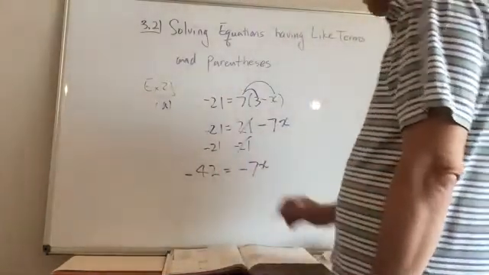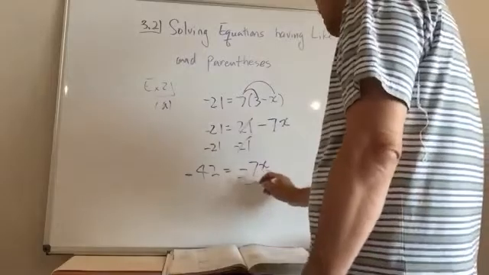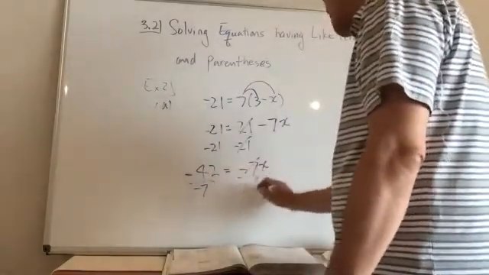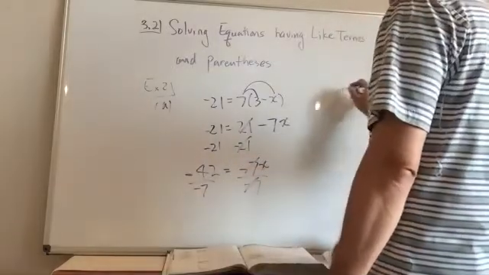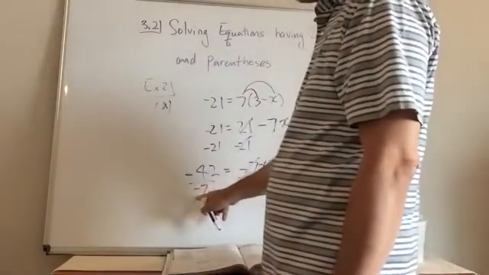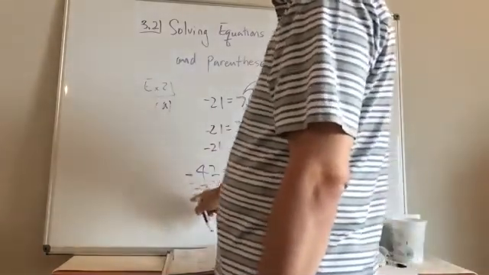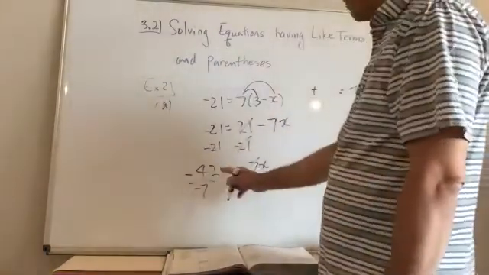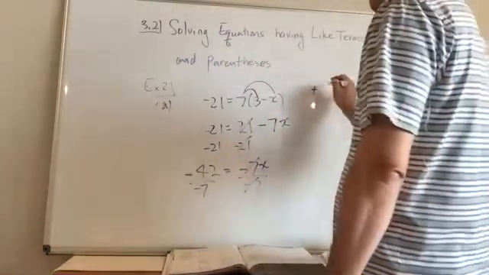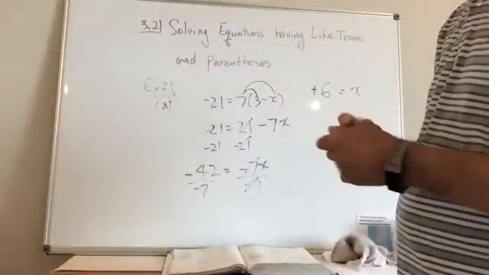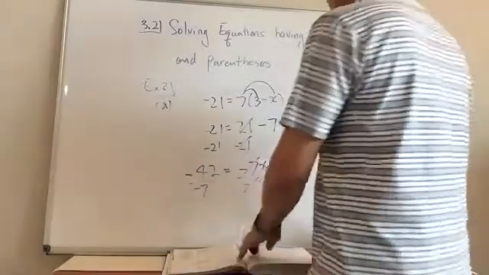Okay, so from here, I'm going to divide both sides by negative 7. Negative 7's cancel out. I get x on this side. And over here, I have a negative number divided by a negative number. Negative divided by a negative number is a positive number. So it's going to be positive. I have 42 divided by 7, 6. So your answer is going to be positive 6. Okay.